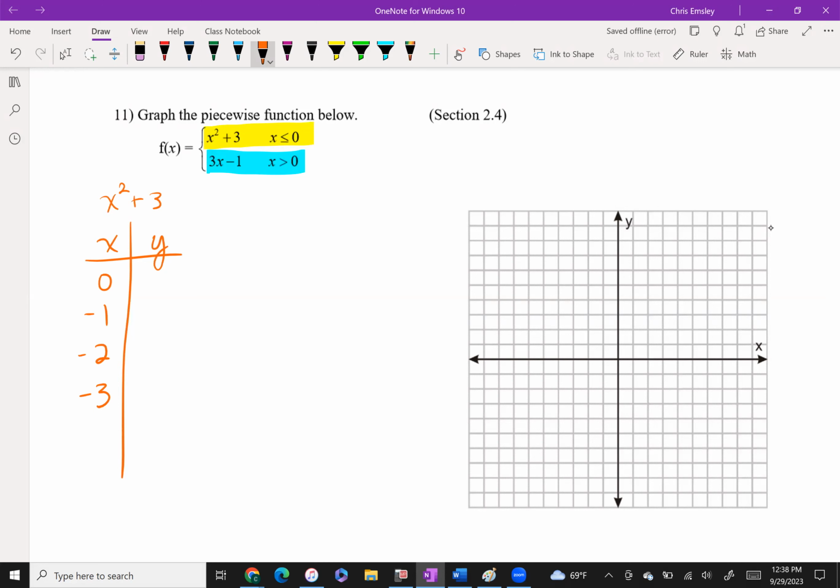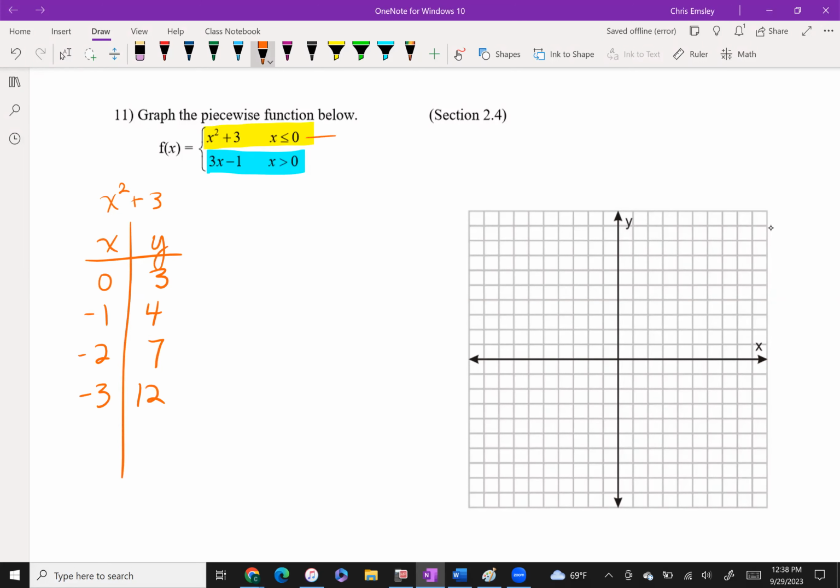Plug these x values into x squared plus 3. Do it on your calculator or in your head. When x is 0, we get 0 plus 3. -1 squared is 1, so 1 plus 3. -2 squared is 4, and -3 squared is 9. That one's probably going to be off my graph, but that's okay.